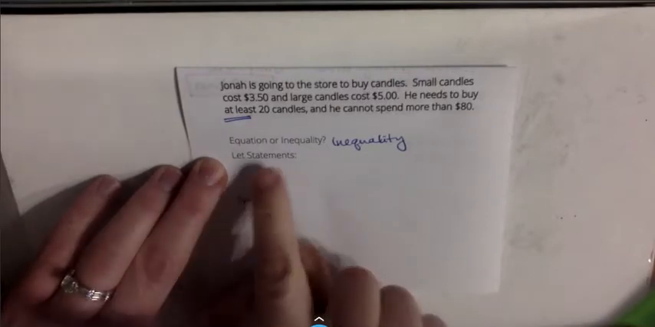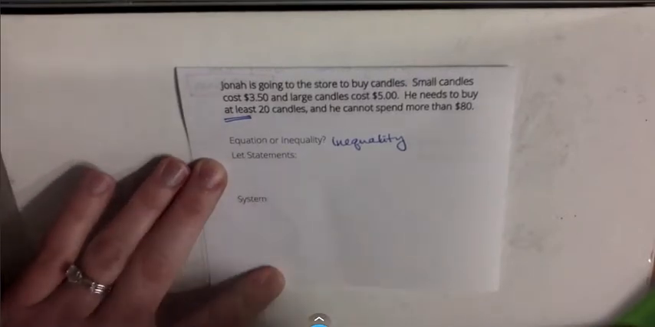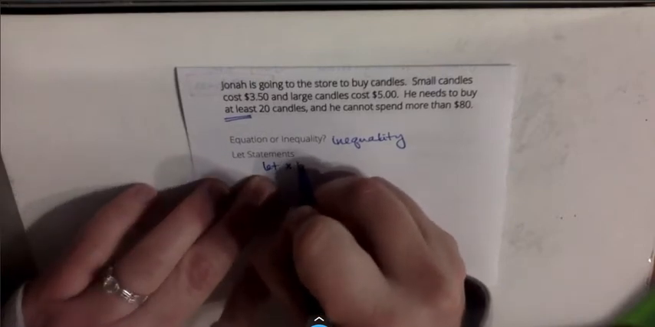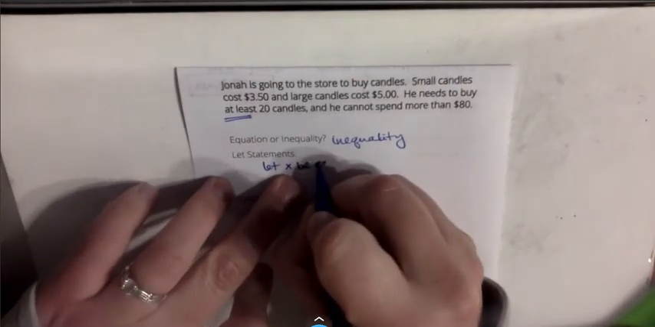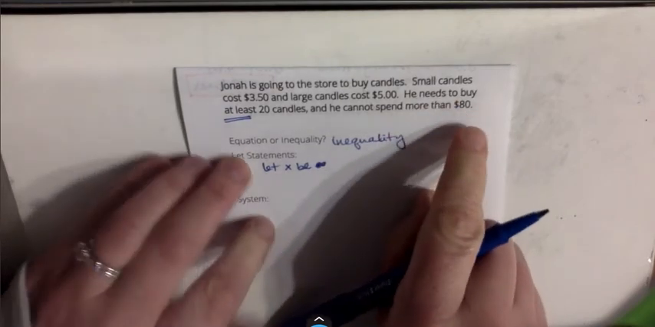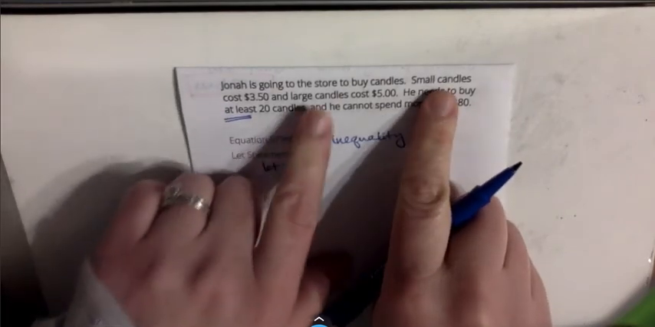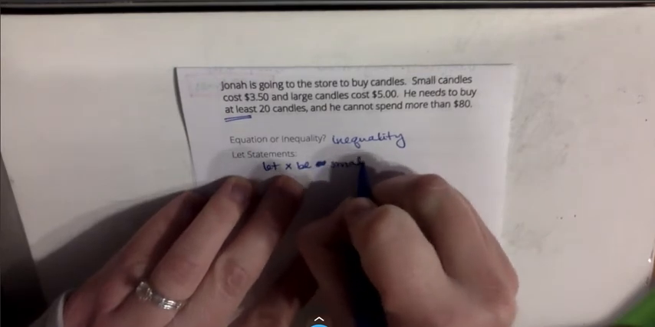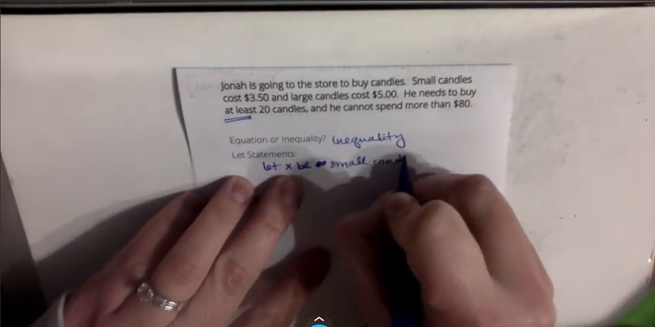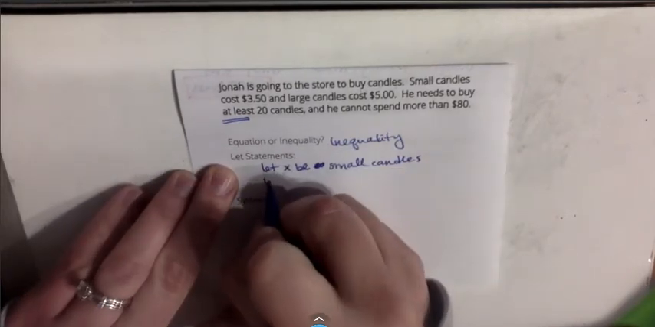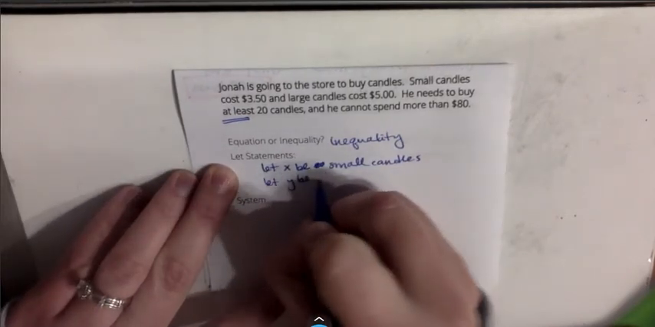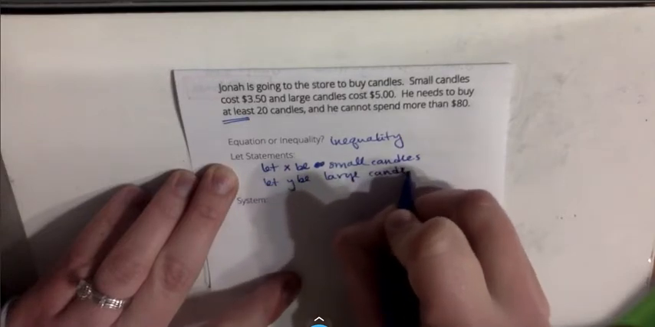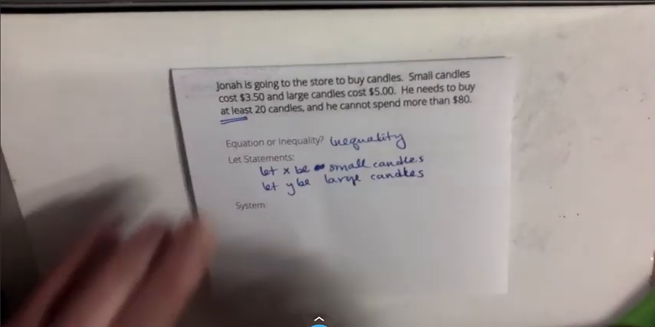And now we need to figure out our let statements. So we're going to say let x be small candles, and let y be large candles. Those are our two variables, small candles versus large candles. Then from there we can create our two inequalities.